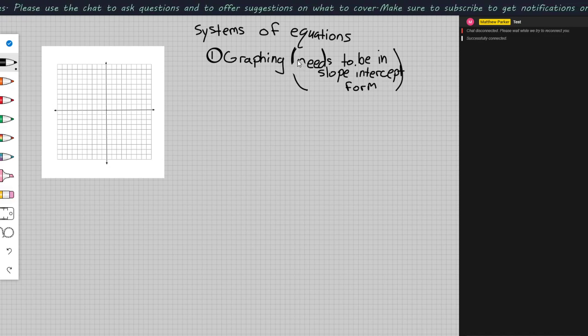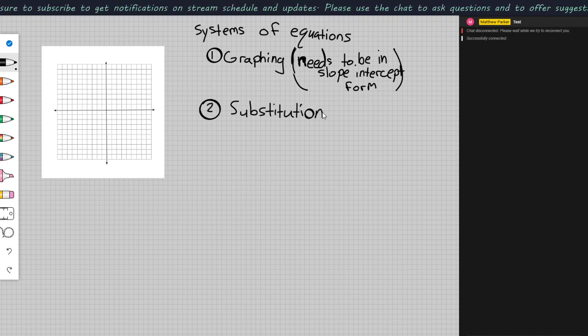Then the next way was substitution. With substitution, you're going to solve for one of the variables. It doesn't matter which one. It could be x, it could be y, it could be using the first equation or the second equation. It's completely up to you. Again, you want to make your job as easy as possible, so pick the easiest variable to solve for and use the easiest equation to solve for it.